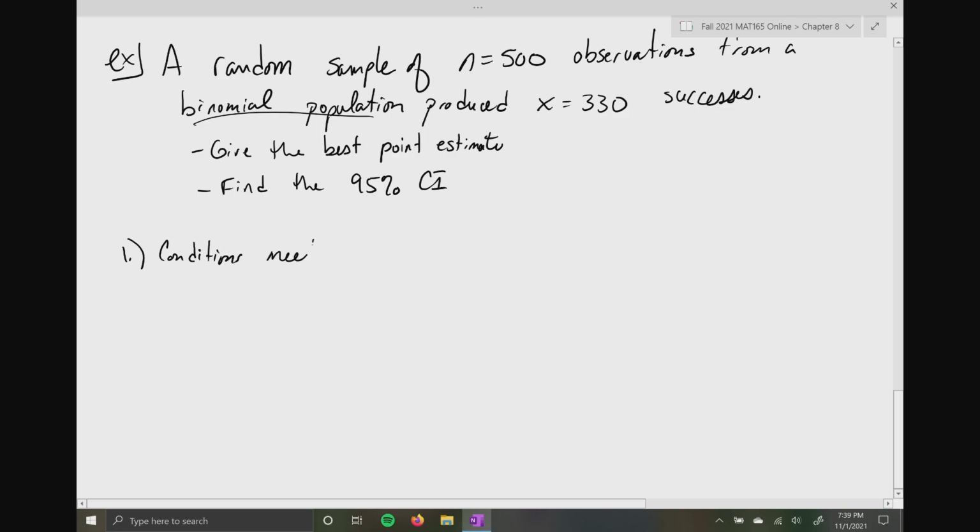Step 2. Okay, let's find the best point estimate here. So p hat is going to equal the number of successes over the observations. So it's going to be 330 over 500, which when you calculate that, 330 over 500 is going to be 0.66, which means q hat is going to be 1 minus 0.66. So 1 minus 0.66 is going to be 0.34.